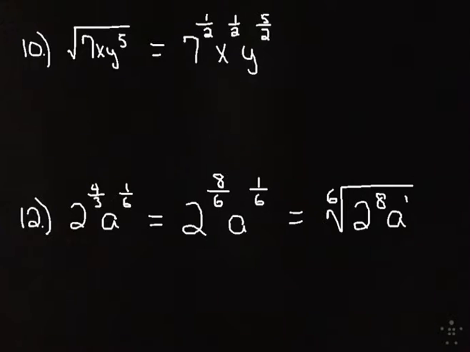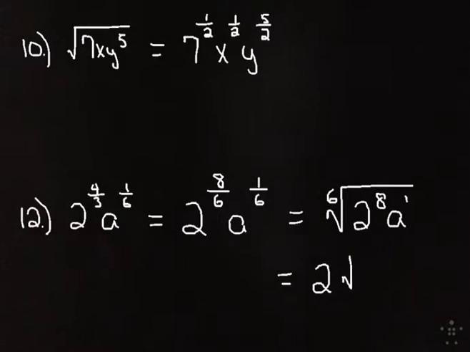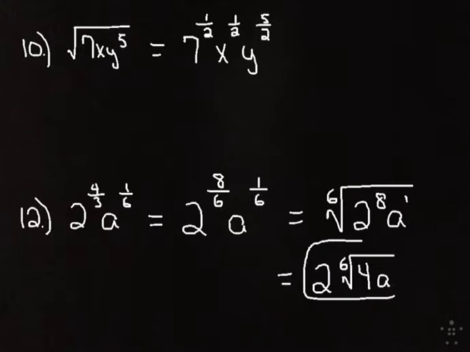Now, let's simplify that, because we're told that if the exponent is larger than or of equal value to the index, we need to simplify it. So, what is 8 divided by 6? 1, with how many left over? 2 left over. So, it's 2 squared, and I'm going to go ahead and figure that out, because I know what 2 squared is. 2 squared is 4, and this a to the 1st will not simplify. So, it's 2 times the 6th root of 4a.